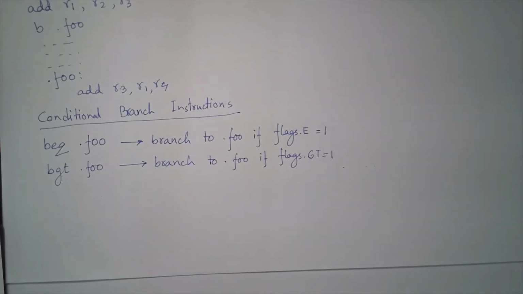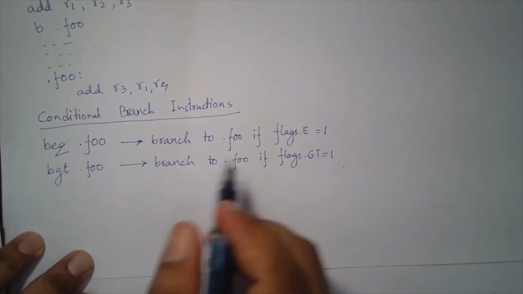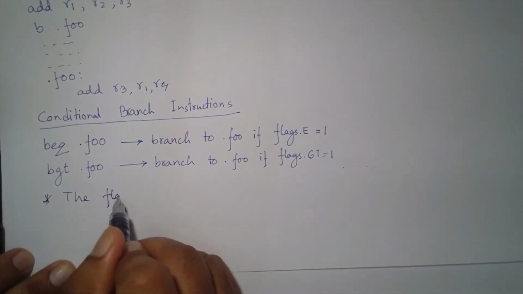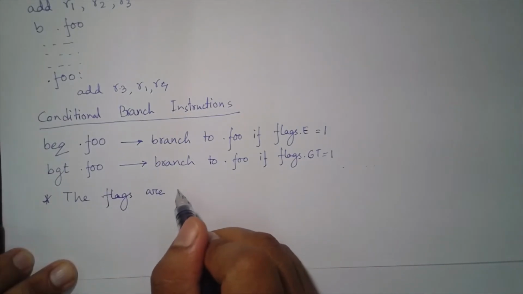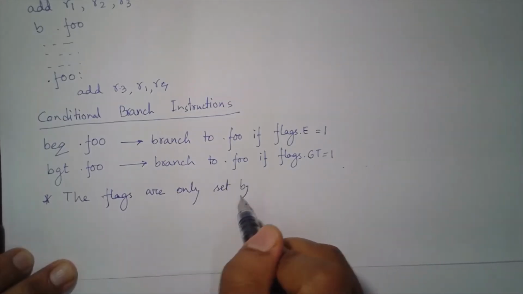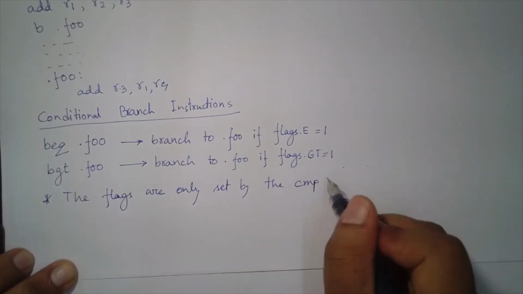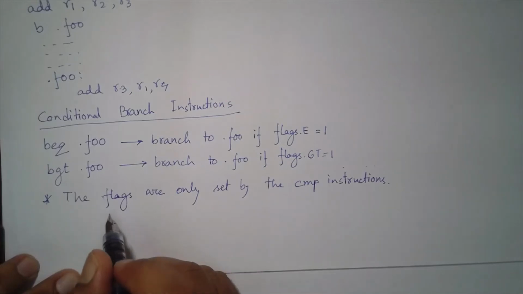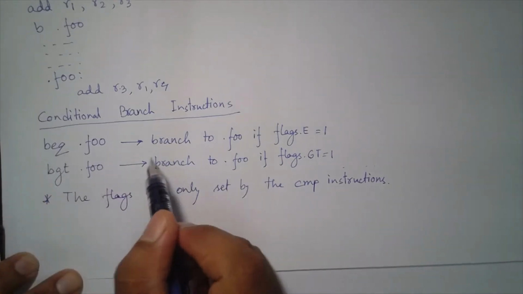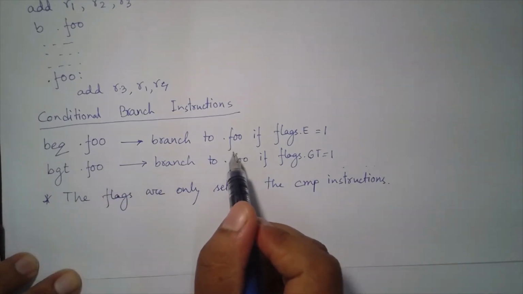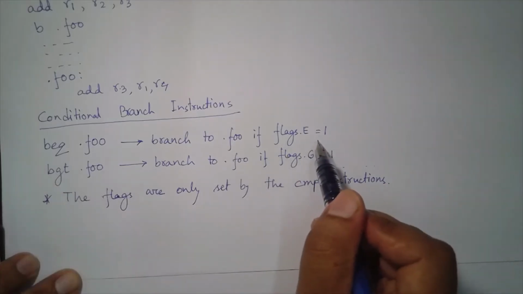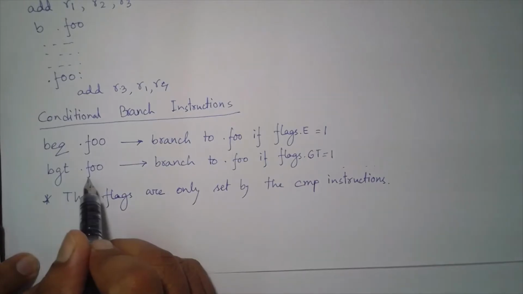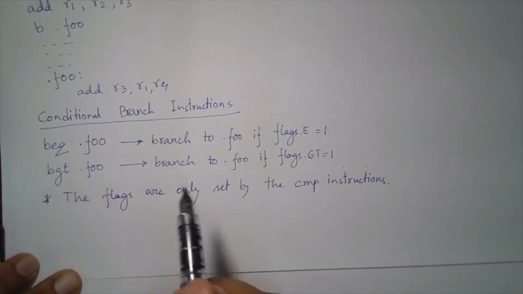Now just to remind you that these flags are set only by the compare instruction. So as I said, BEQ is branch if equal. I hope I don't have to write it down, you will remember that. So if the flags.eq is 1, then jump to this location. If the flags.gt is 1, then you jump to this location when you are writing this BGT instruction. All right.